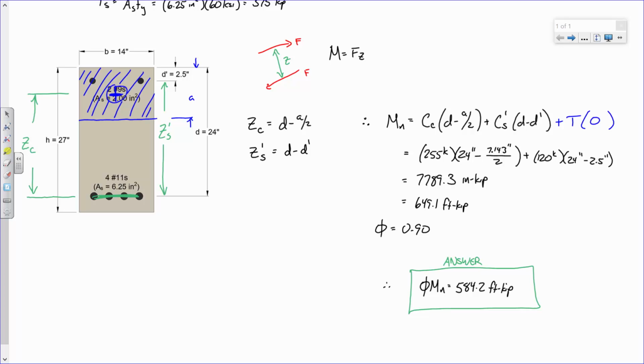We could have summed moments maybe in the middle, and we would have had three terms, and all of our distances would have been different. Does that make sense? So basically, you can sum moments wherever is convenient. And typically in concrete design, we sum moments at the tensile steel. That's just typical sign convention.